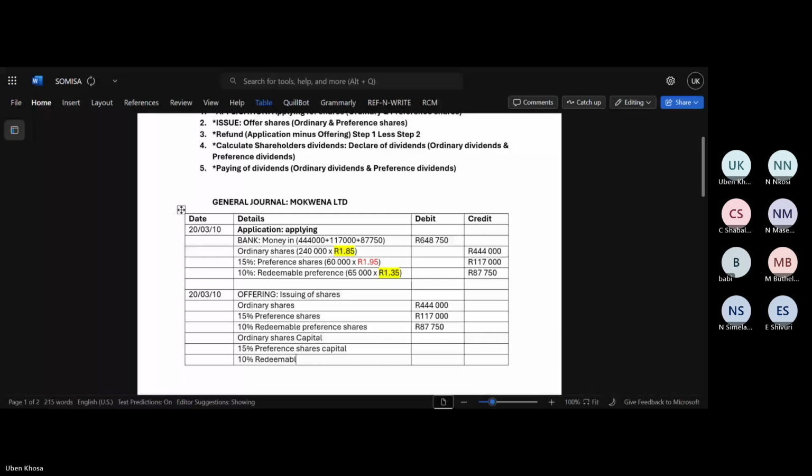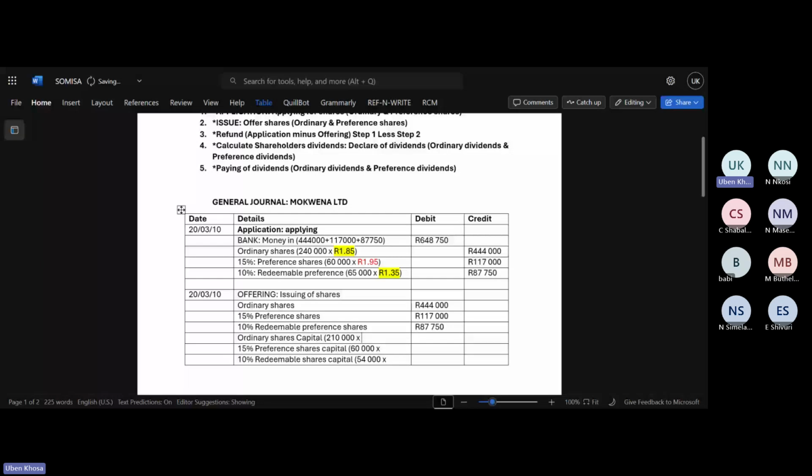Redeemable shares capital. Right, back to the question paper. Let's start with ordinary shares. We offered how many shares? 210,000. Let's convert this into money. Fine, we'll do it after. For preference shares, we offered how many shares? 60,000 shares. Then the last one, we offered how many shares? 54,000.